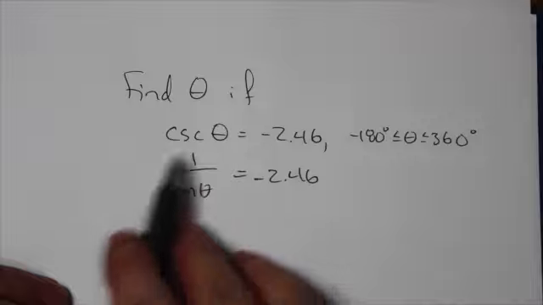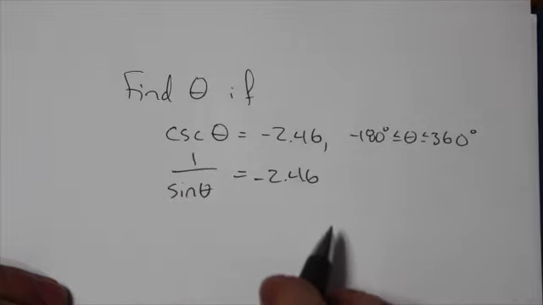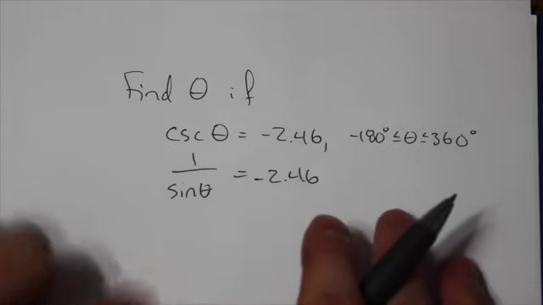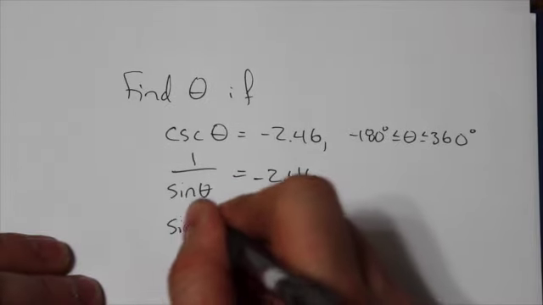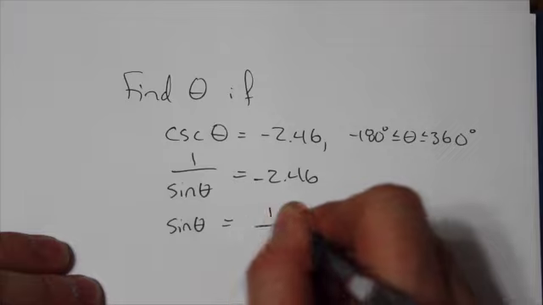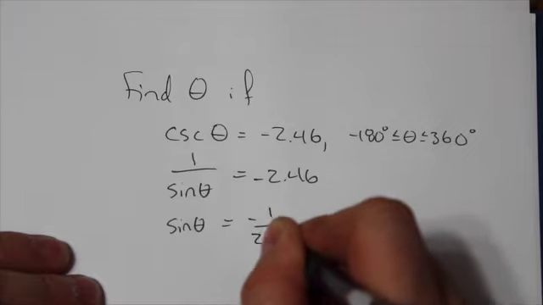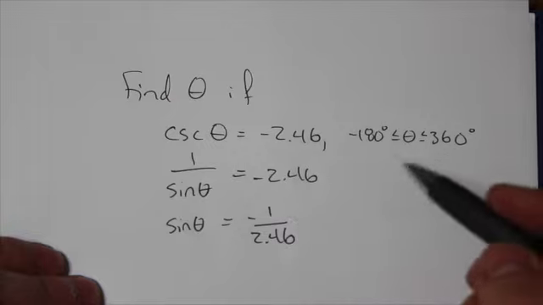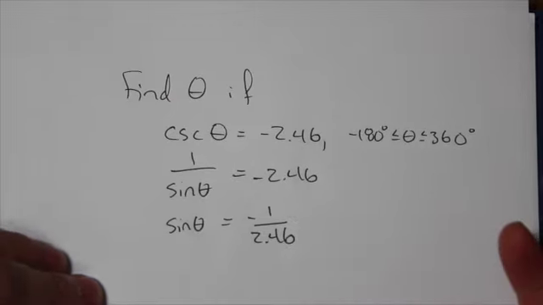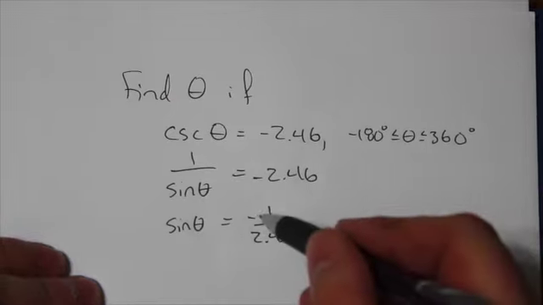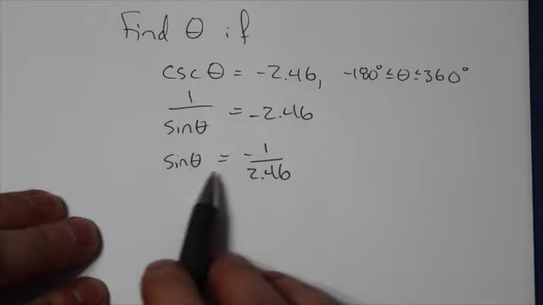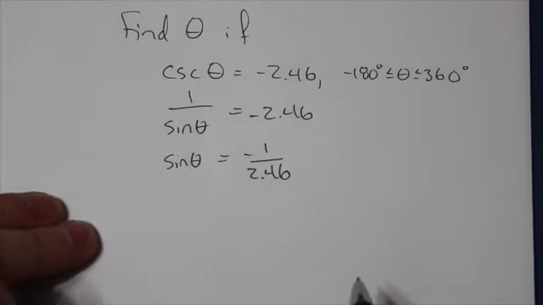So what I'm going to do is change what's going on here, but I'm going to do it to both sides of the equation, so that's okay. I'm going to reciprocate the left-hand side and I'm going to reciprocate the right-hand side. Now remember, dividing by a negative or dividing a negative by a positive, the result is the same, so it doesn't really matter where that negative goes. So now I've changed the original question to one that I'm much more happy with. Sine of theta is equal to negative 1 over 2.46.